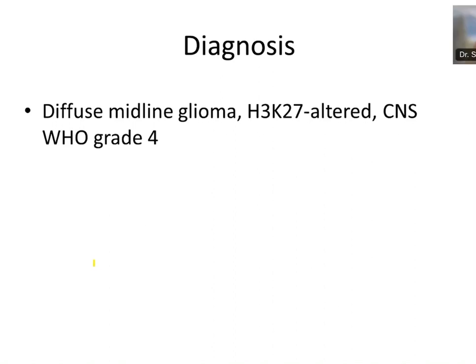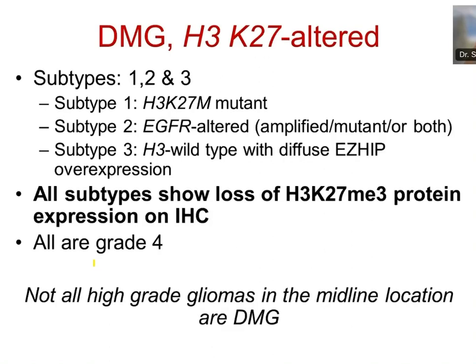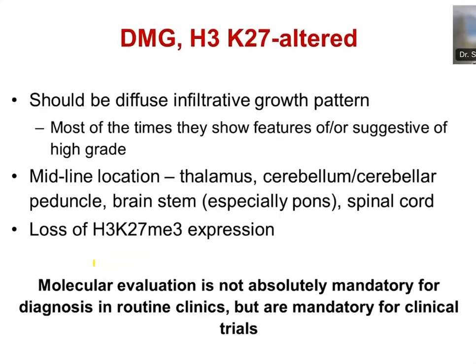Okay? Yes, sir. So this is the literature around it; we'll skip it. What you need to understand is that when you demonstrate a midline location and H3K27Me3 loss, it tells you that it is a diffuse midline glioma. There is no mandate to test for histone mutation for treatment purposes, but if you want to do it for a clinical trial setting, you might have to. Okay? Case 5.